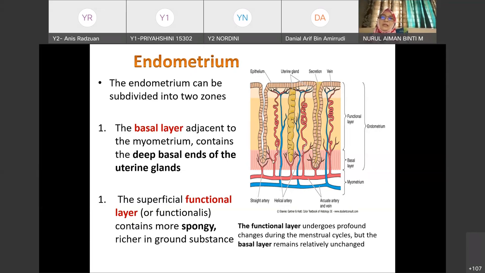So during menstruation, this basal end is going to be left behind. It won't degenerate. At the base of the uterine glands here, there are a lot of blood vessels. The superficial or functional layer, sometimes called functionalis, is more spongy and richer in ground substance. The functional layer will undergo profound changes during the menstrual cycle, but the basal layer remains relatively unchanged.